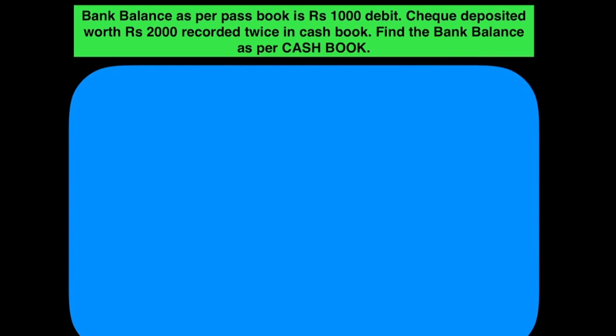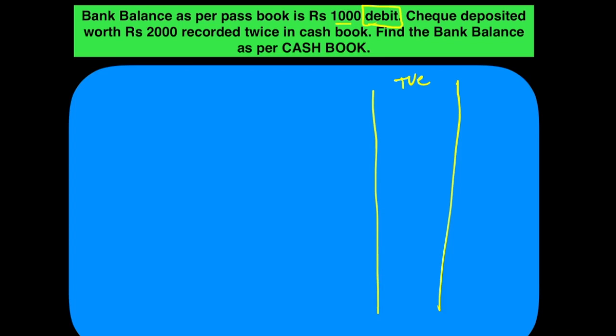The question says bank balance as per passbook is given as 1000 debit. It's a very similar question. 1000 debit here means 1000 negative balance. Check deposited worth rupees 2000 recorded twice in the cash book. So if it was recorded once, then it was alright. It has been recorded twice. That means 2000, two times has been recorded and once it is extra. So we have to reduce only once and not twice. Find the bank balance as per cash book. So let us draw the bank reconciliation statement here.